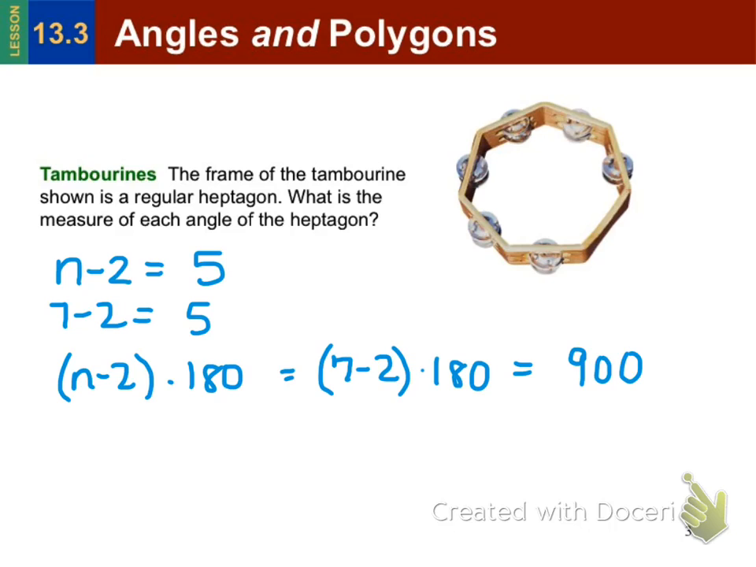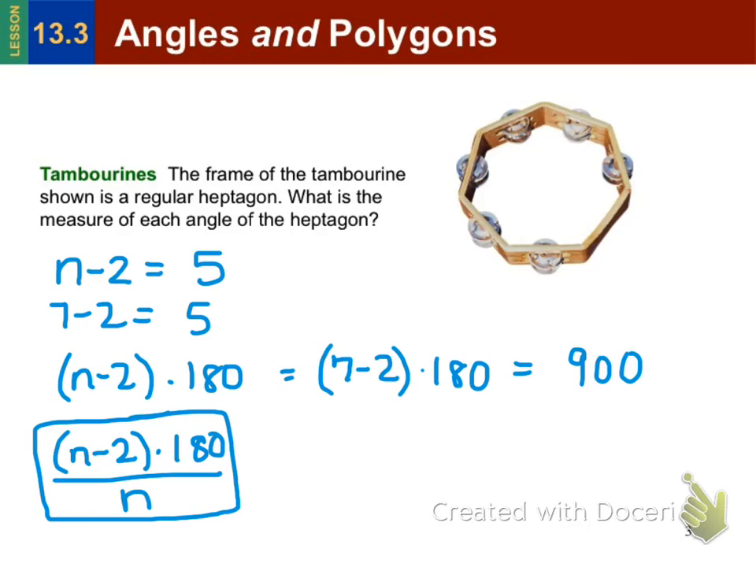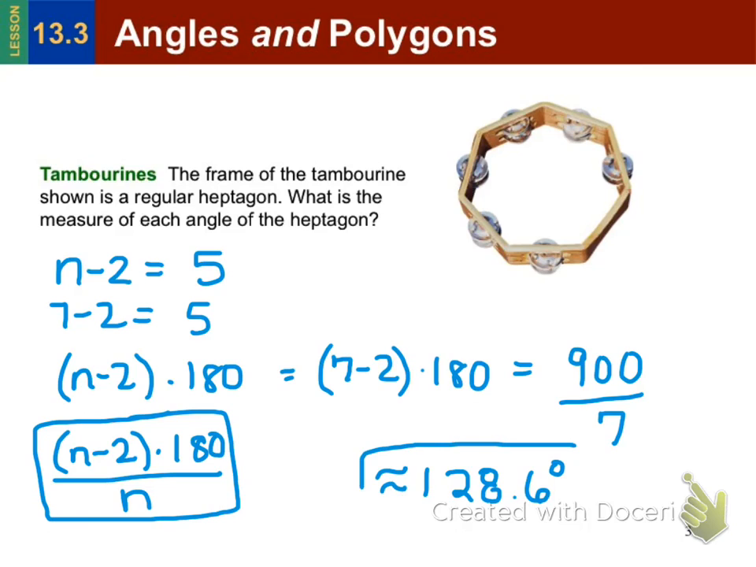and if we need to find the measure of just one angle, we're using this formula because for a regular polygon, the measure of each angle is equal. So therefore we would take the total number of degrees and divide by the number of sides. So we want to divide this number by 7. And we'll round it. So each angle is equal to approximately 128.6 degrees in a regular heptagon.